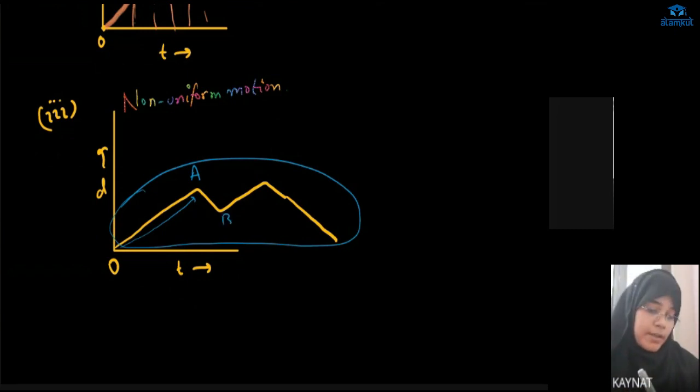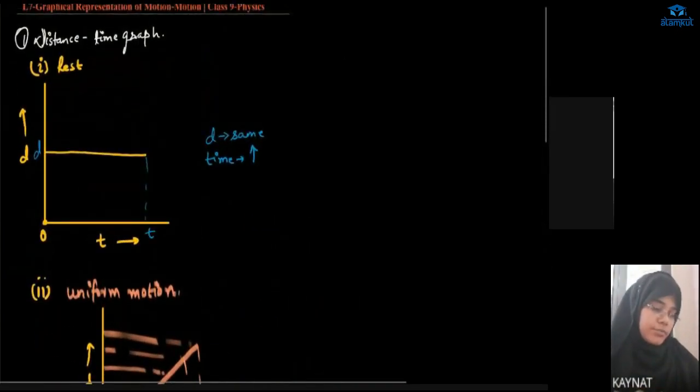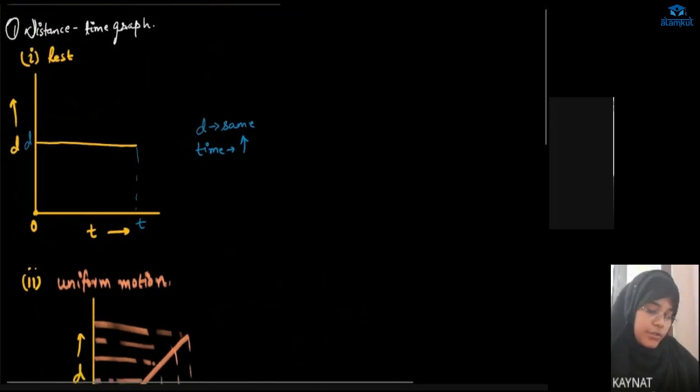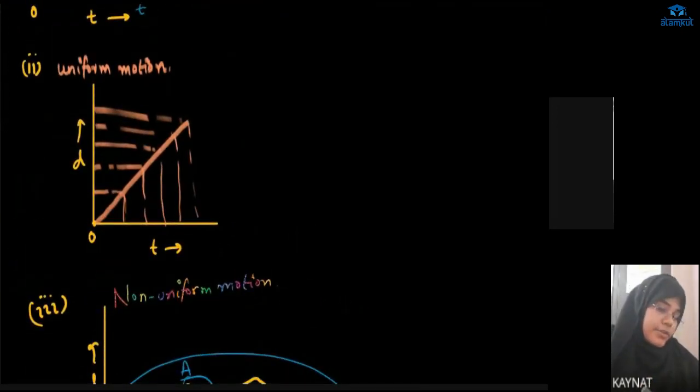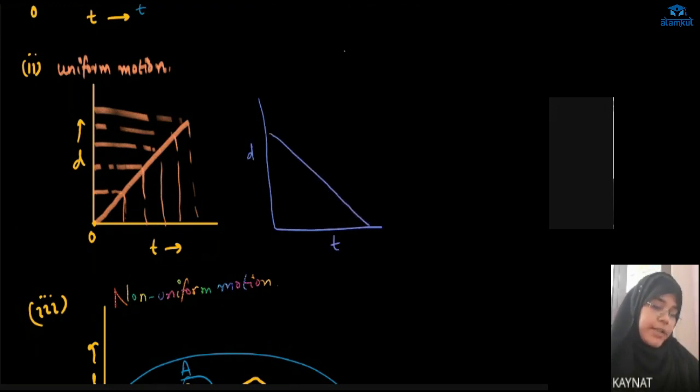And suppose AB is also representing uniform motion in the backward direction, because here also time is increasing. I forgot to tell you, one of the graphs for uniform motion can also be like this. Suppose someone has gone somewhere and then he is returning back. It is also a straight line graph which is representing uniform motion.